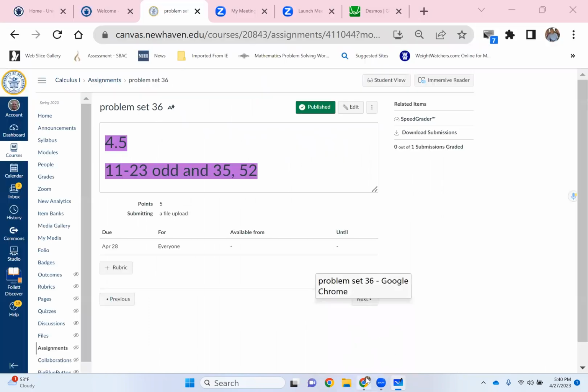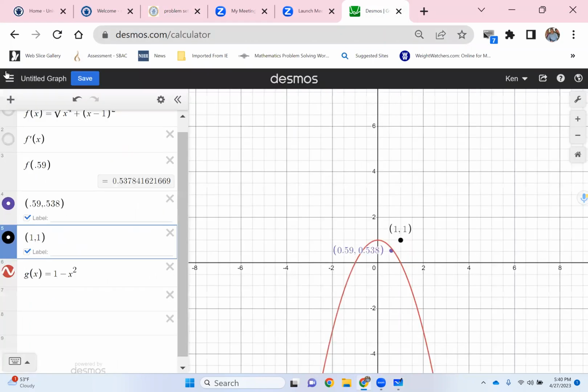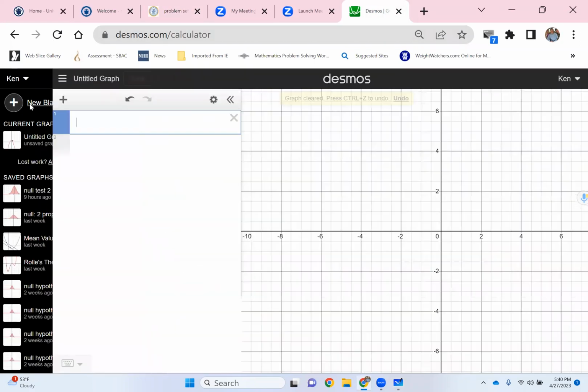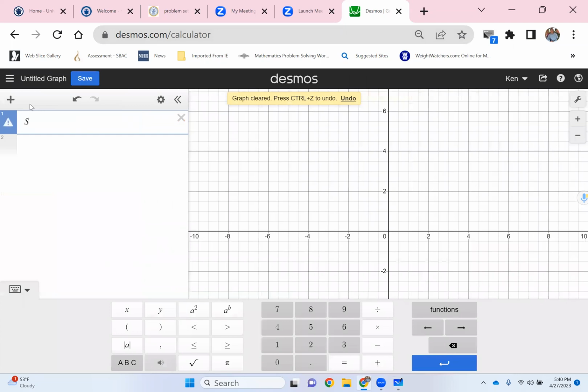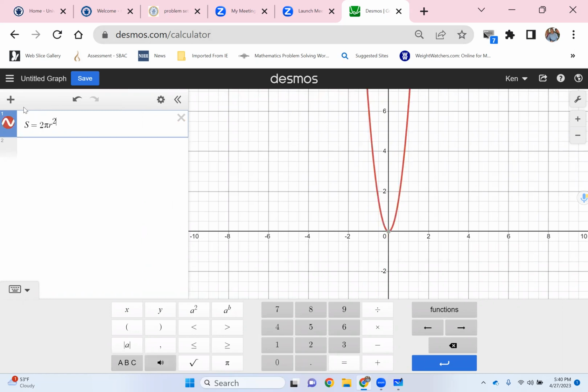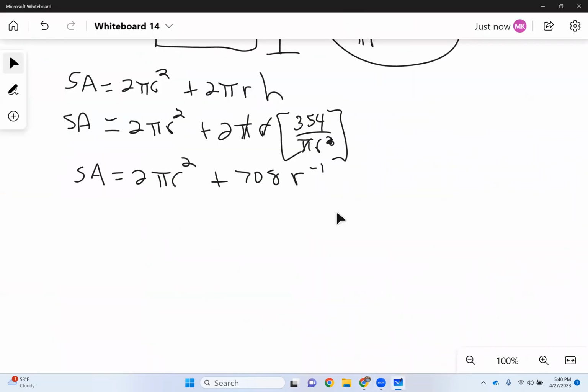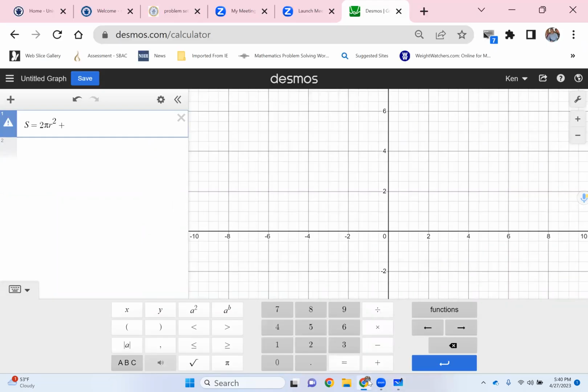Actually, let's let the Desmos do it. So we'll call it S for surface area. S equals 2 pi r squared plus 708 r to the minus 1. Good. Zoom out.